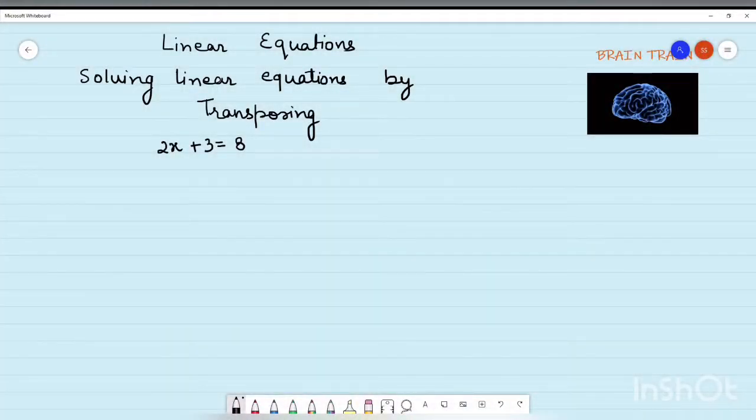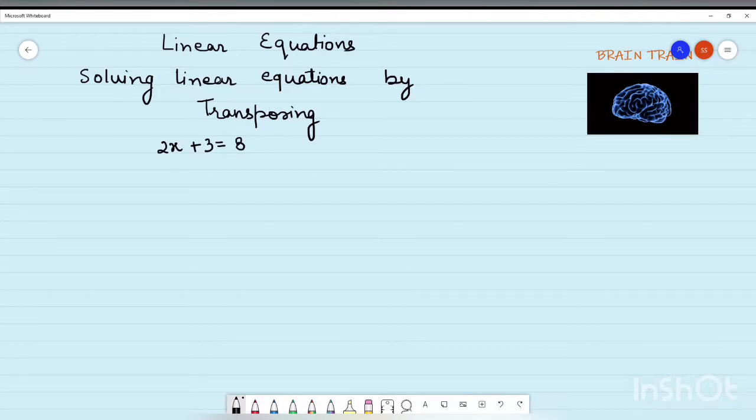Hello everyone, welcome back. In this video, we will solve linear equations by the transposing method. So if we have to solve this equation, we'll use the transposing method. What is the transposing method? In the transposing method, we take constants on one side and variables on one side.